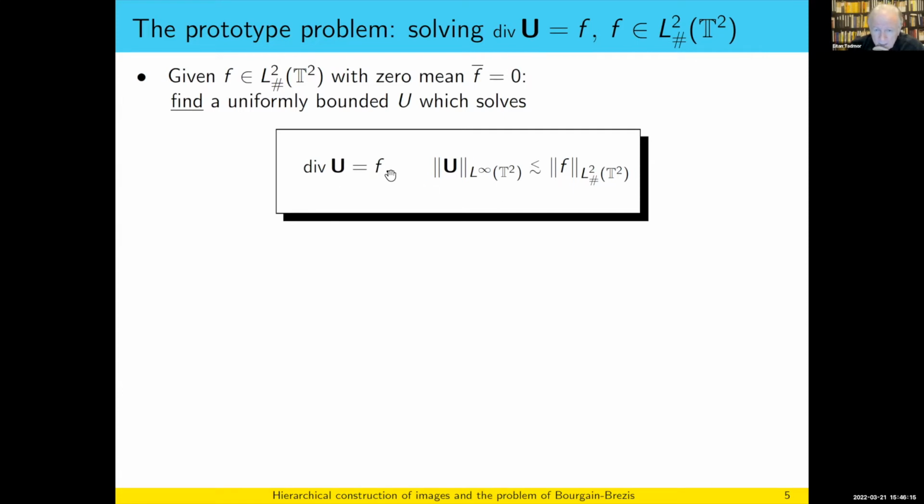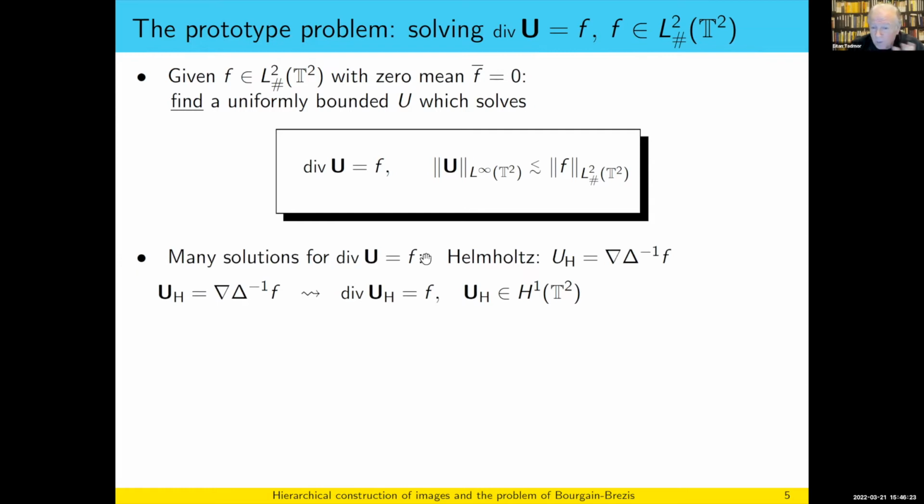So here is the equation, and here's the constraint. And let's think a little if we can solve it. So the first attempt is, of course, this problem has many solutions, let alone we can find a solution which is uniformly bounded. Let's try the Helmholtz solution, which is the grad of inverse Laplacian. The grad of inverse Laplacian, clearly its divergence gives us F.